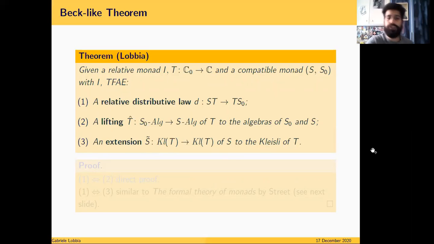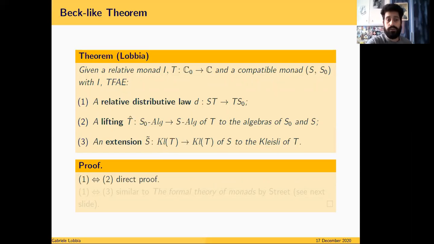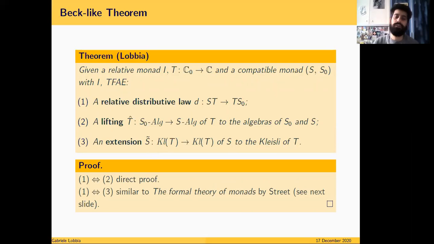Just to give you an intuition on how the theorem goes, I prove one direction, the if and only if, and this is just a direct proof with some calculations. Instead, the second one is similar to the approach that Street did with the formal theory of monads.